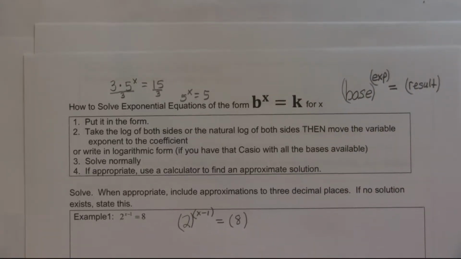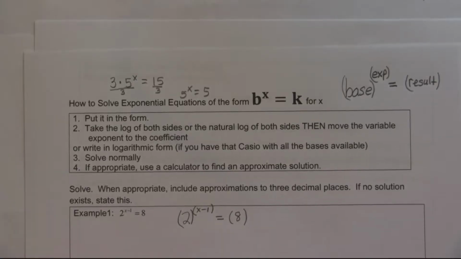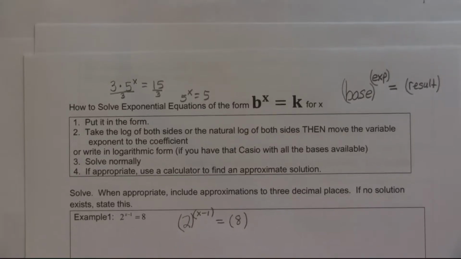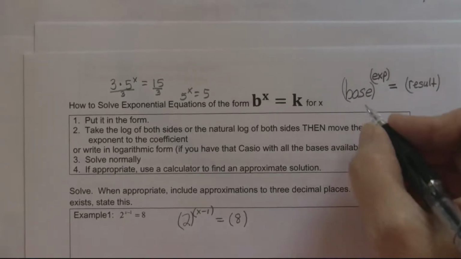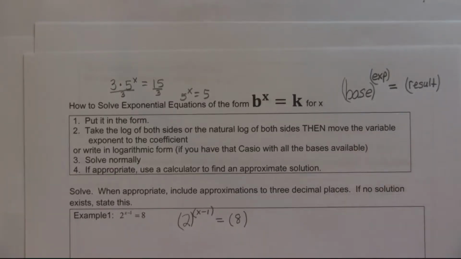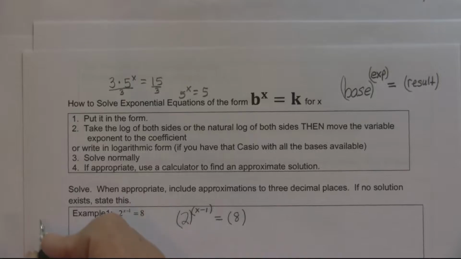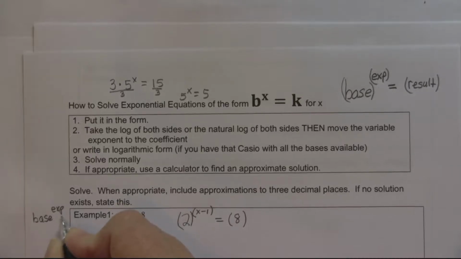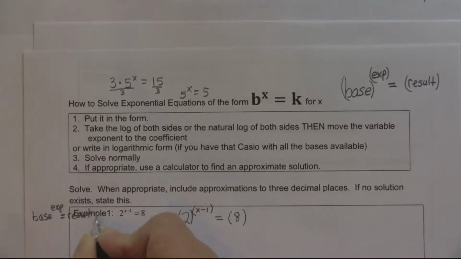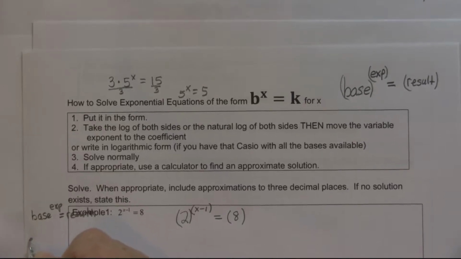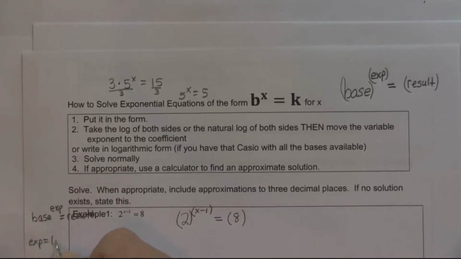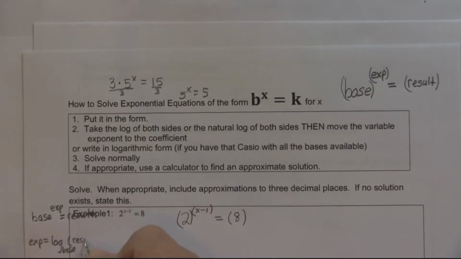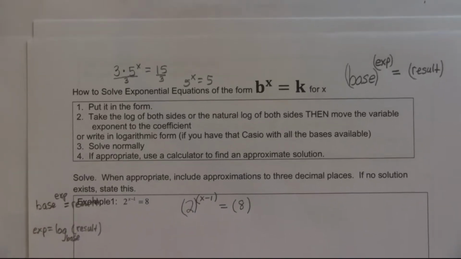Then what I want to do, if you have a Casio calculator, is write it in log form. I'll write it over here in log form. I have my base raised to my exponent equals my result. So this is going to be my exponent equals my logarithm to my base, and my input is my result. That's in logarithm form.